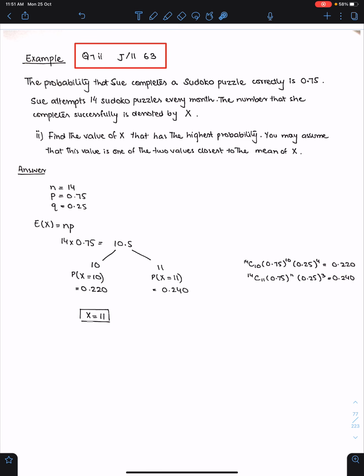So first we need the mean. The mean of this data is 10.5 according to this formula. So we need to check the probability of the numbers 10 and 11. The probability of number 10 is this and the probability of observation 11 is this. So x is 11 is the observation which has the highest probability. That's the answer, 11.